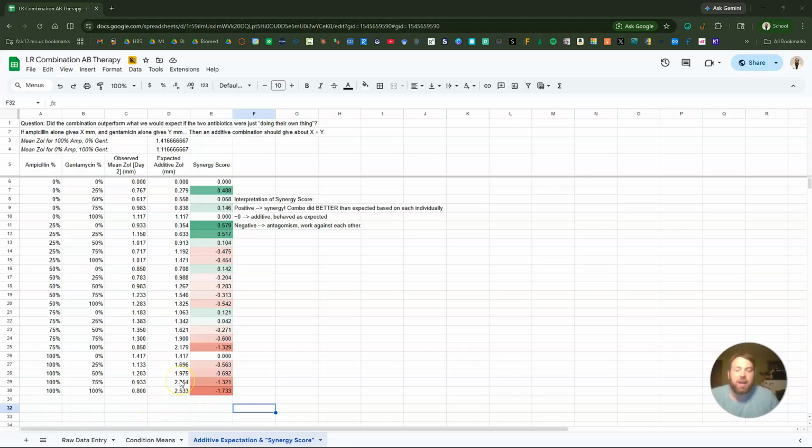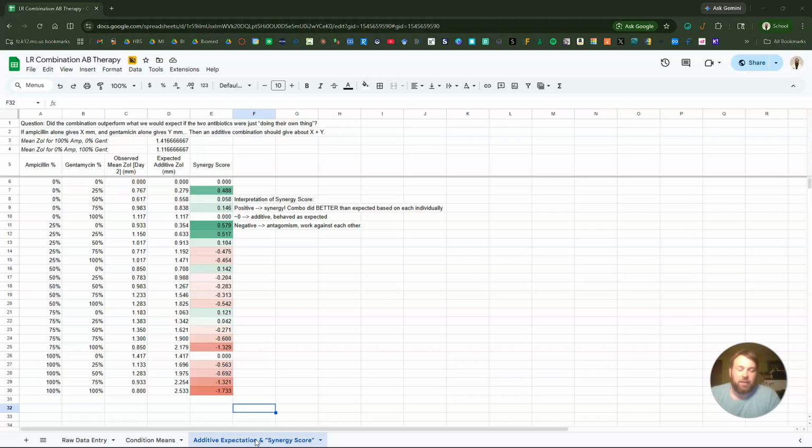But I cleaned up your data a little bit and I wanted to show you exactly what's going on in this sheet, the additive expectation and synergy score. What you're doing is you are creating a variable. The variable is called synergy score, as in it's kind of like us making a high score on a video game, and this game happens to be how well these different antibiotics work together.